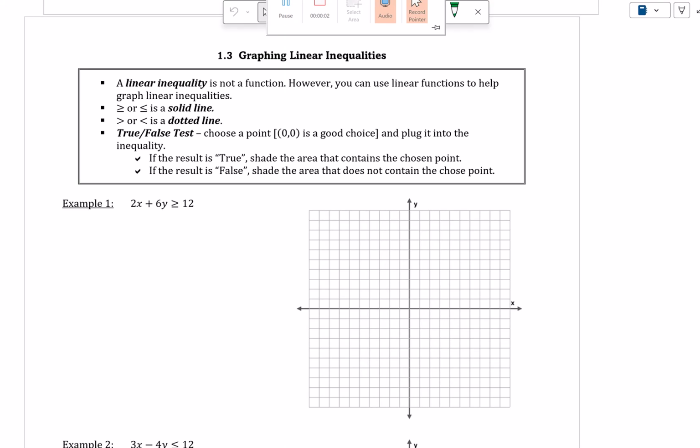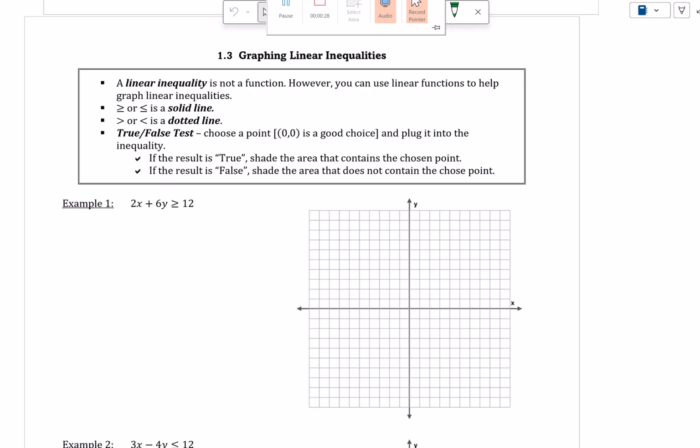Okay, in 1.3, we're looking at graphing linear inequalities. So here it's not just a line, but everything above or below a line that's also part of the answer, that satisfies this. And so it'll be shading. Make sure when you're watching these videos that you are writing all the work that I write out in order to get the credit.